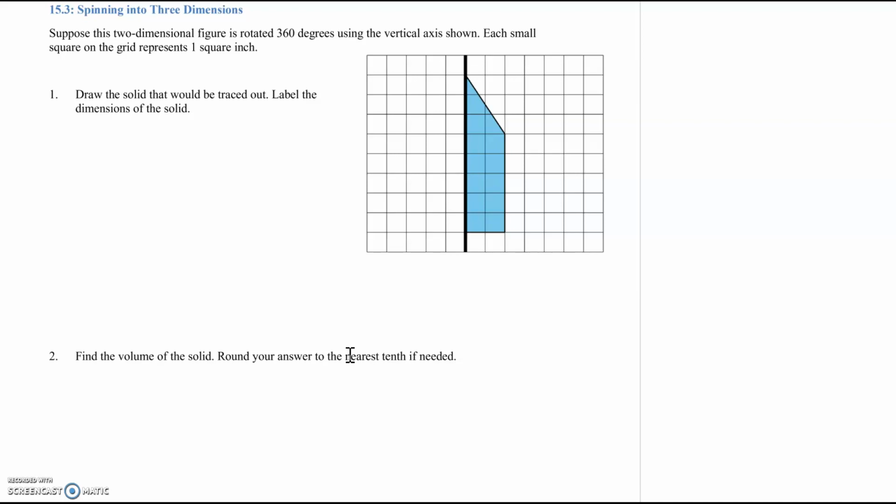Let's start. Suppose this two-dimensional figure is rotated 360 degrees using the vertical axis shown. Each small square on the grid represents 1 square inch. Draw the solid that would be traced out and label the dimensions of the solid.